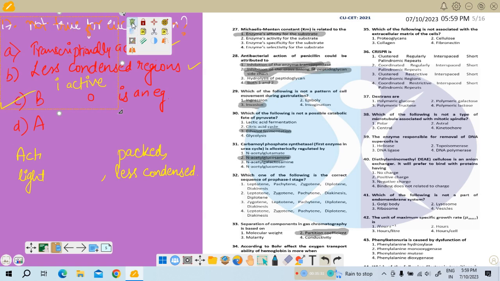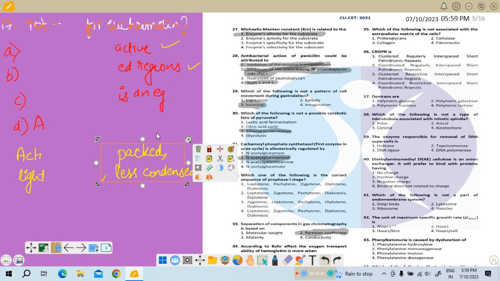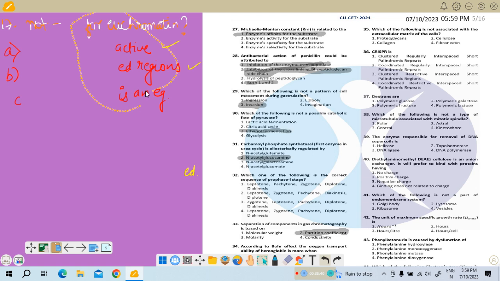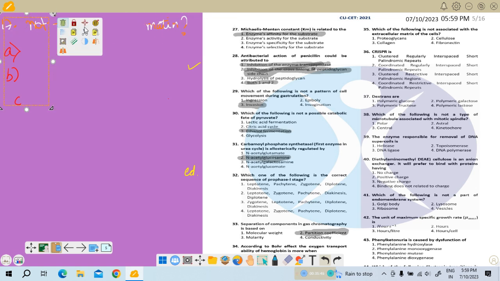Michaelis, this is from the enzyme and kinetics of enzyme chapter. Michaelis-Menten constant Km is related to the enzyme's affinity for the substrate, enzyme's activity for the substrate, enzyme specificity for the substrate, enzyme selectivity for the substrate. So you can make a judgment from the name of the chapter only, enzyme and kinetics, right?